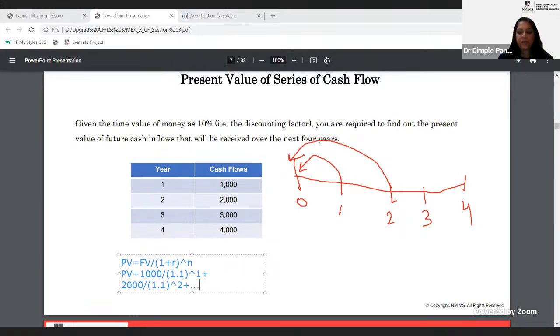And so on. So tell me, what is the amount I should invest today as a company so that I get 1,000 rupees in the first year as the cash flow, 2,000 rupees in the second year, 3,000 in the third year, and 4,000 in the fourth year? What should be the amount to be invested today? Tell me.